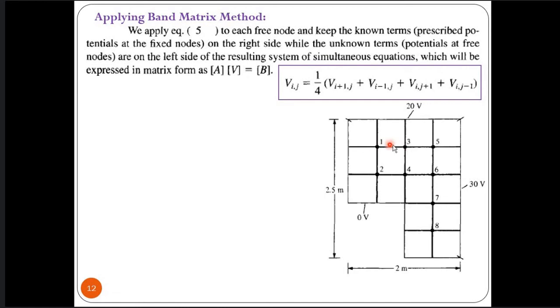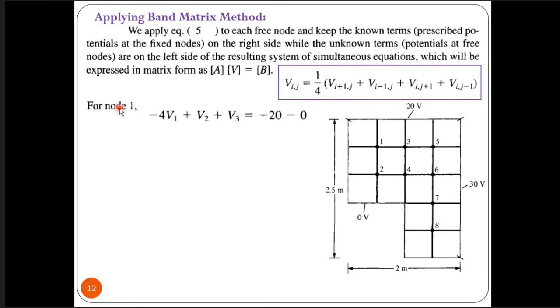So if you consider any particular free node, say this one, node 1, its potential depends on these two fixed nodes, whose potentials are known, and these two free nodes, 2 and 3, whose potentials are unknown. That means V1, V2 and V3 we will write on the left hand side, and the potentials corresponding to the fixed points we will write on the right hand side. We want to write down the total set of 8 equations in this particular form. Now start with node 1.